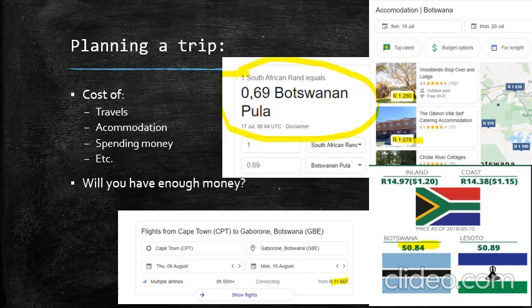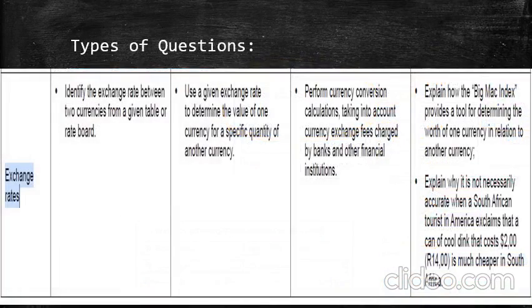So now that we have spoken about all of this, let's make sure that we remember that there are 4 levels of questions, level 1, 2, 3, and 4, and you need to be able to answer questions in these 4 levels.